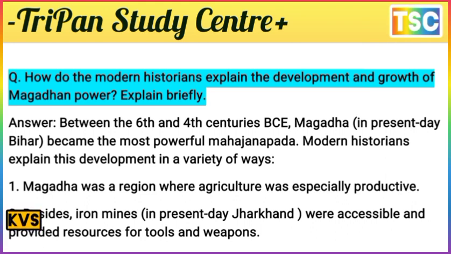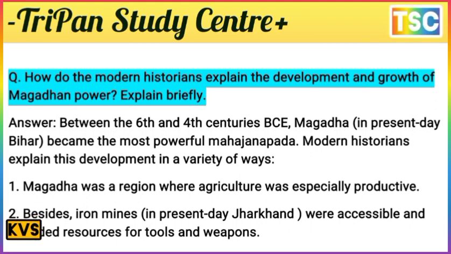Magadha was a region where agriculture was especially productive. Besides, the iron mines in present-day Jharkhand were accessible and provided resources for tools and weapons. The iron mines are important here.